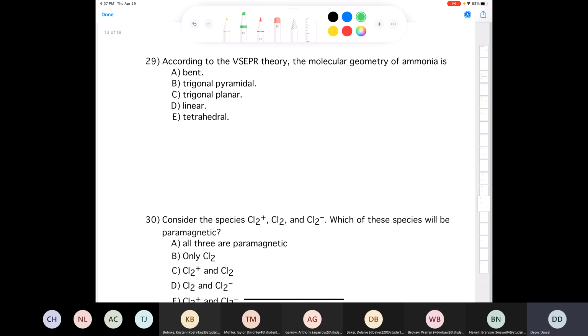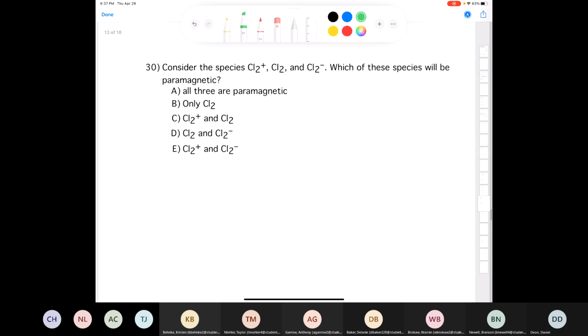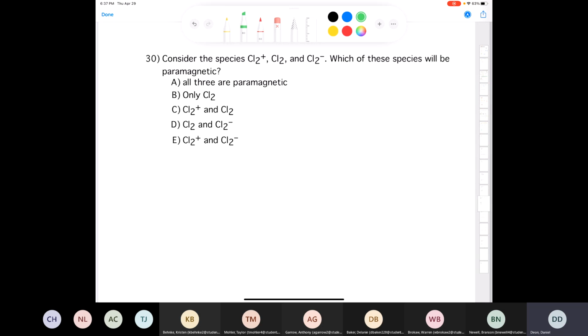So I'm going to skip ahead, and that's because we're running out of time. It says, consider the species Cl2 plus, Cl2, and Cl2 minus, and determine which of these species is going to be paramagnetic. If it's paramagnetic, that means it's going to have unpaired electrons. And so in order for us to determine whether these ions of chlorine are going to have unpaired electrons, we have to look at the molecular orbital diagrams.